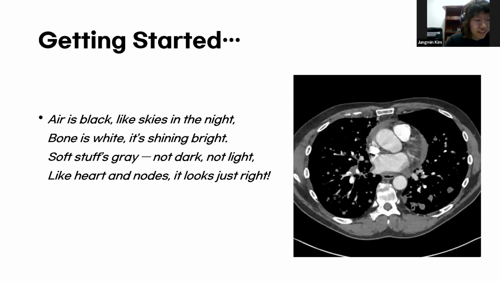So getting started, let's start with the basics of reading CT. Here's a fun little poem to help you remember that the air is black and the bone is white, and the soft stuff is gray, like heart and nodes.